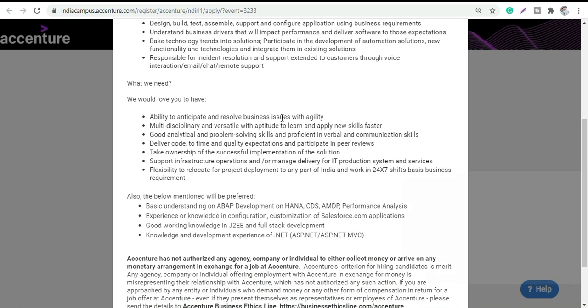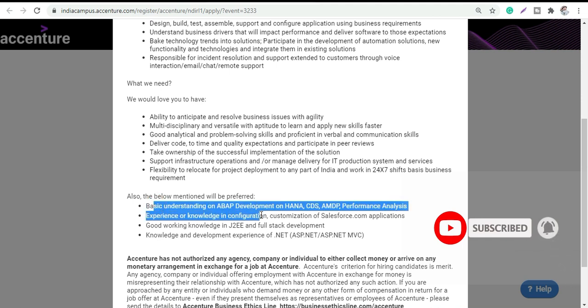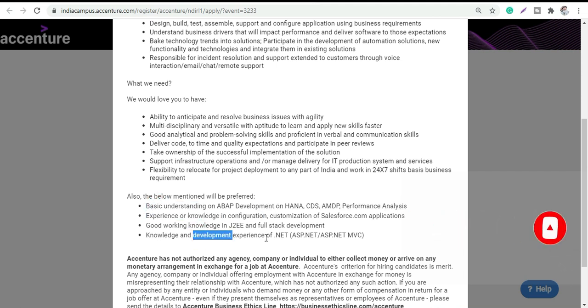So mainly the skills required would be like any language is preferred. Basically you can see here, experience or knowledge should be there of any programming language like .NET, ASP.NET or ASP.NET MVC. Also a basic understanding of ABAP development or HANA or CDS, AMDP, performance analysis, and you should have a good understanding of analytical thinking and knowledge of J2EE and full stack development. So this is the overall profile.